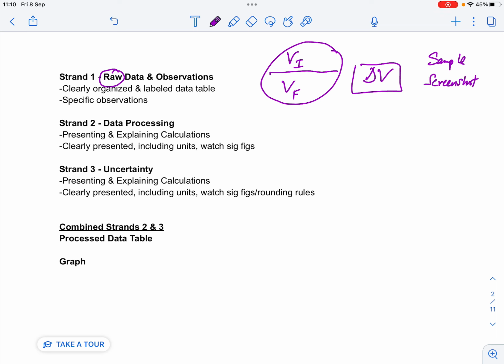You don't have to include all of your Pasco graphs. You might have 15, 25. That would take up your whole IA, so you don't have to do that. But a sample screenshot of data logger data is also considered evidence of raw data.